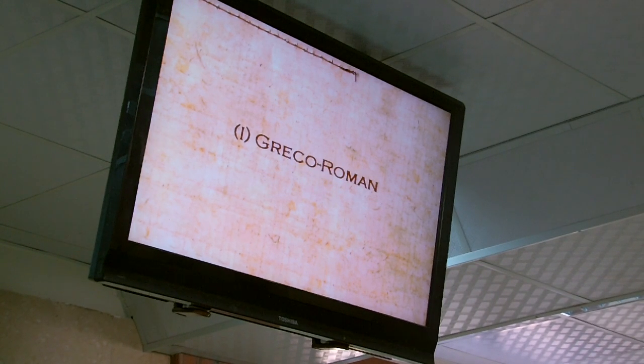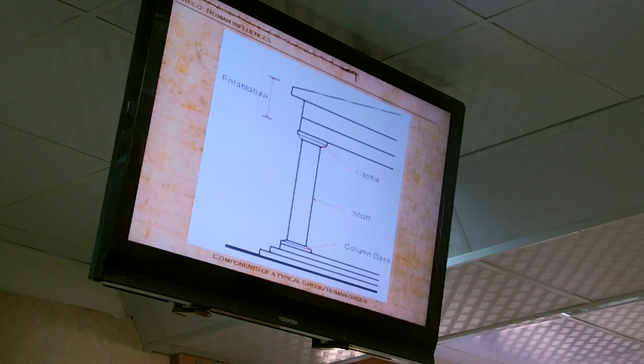Most important influencer, of course, was the Greco-Roman one. The Greeks are credited with originating the three orders of the classical language of architecture, Doric, Ionic, and Corinthian orders, while the Romans originated the Tuscan and composite ones and used them alongside the three Greek orders.